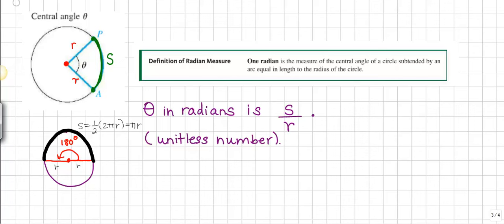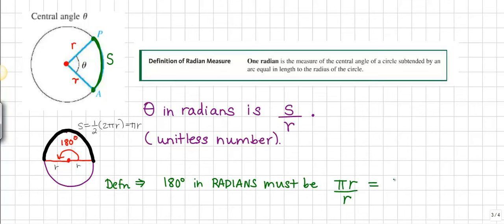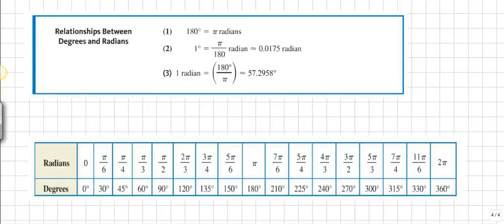Okay, so with the definition of radian measure, we would say that 180 degrees in radians, by definition, must be the length of the arc divided by the radius of the circle, or in this case the number pi. So the conversion factors that you may have once upon a time memorized are actually derived from the definition of radian measure. And here you see a few common relationships.